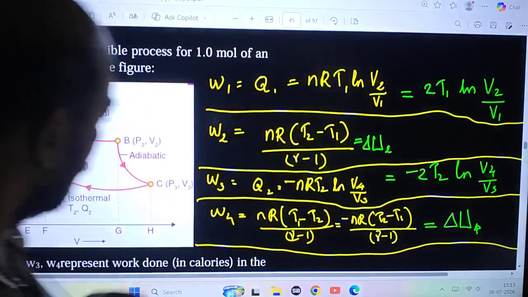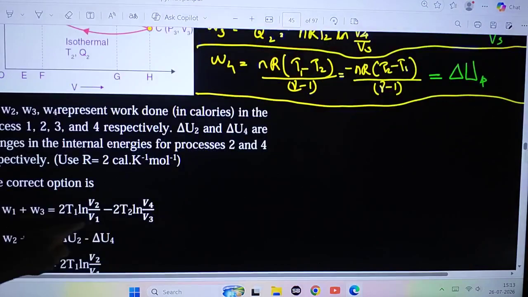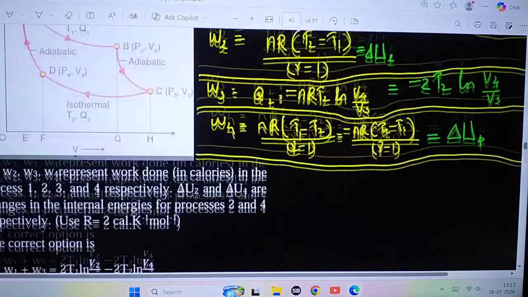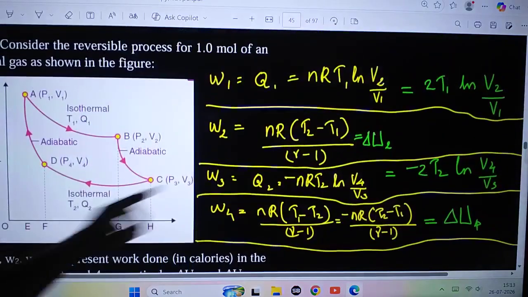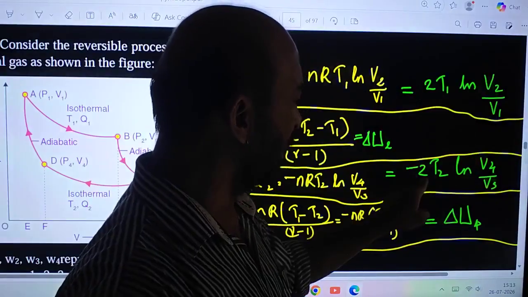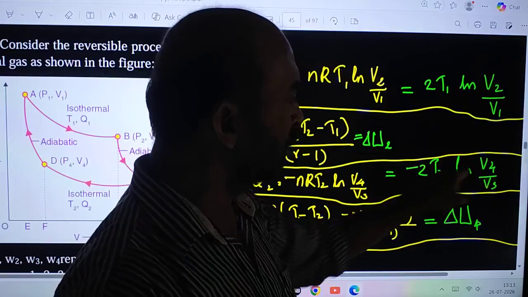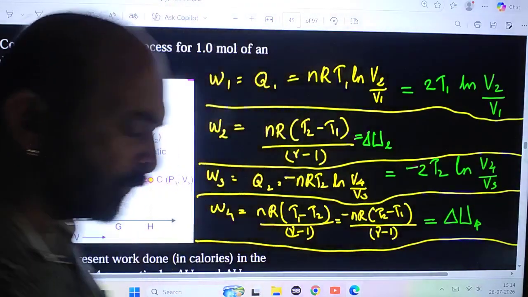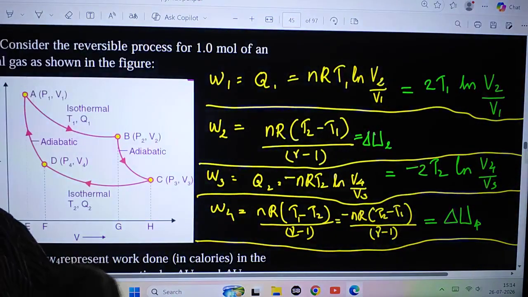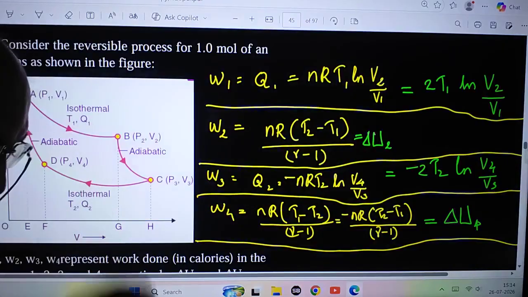And the first option given, as I told you, what is that? W1 plus W3 is 2 T1 ln V2 by V1 minus 2 T2 ln V4 by V3. Yes, it is correct. Adding these two, 2 T1 ln V2 by V1, and adding this, so in effect negative, minus 2 T2 ln V4 by V3. So the first statement is correct. That immediately follows. What immediately follows? The next 3 must be wrong.